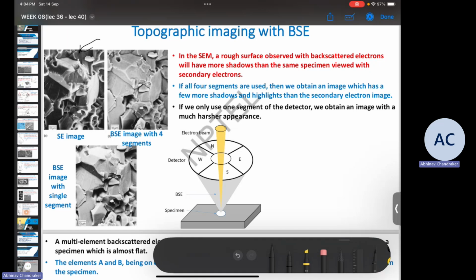but it is also possible by using a multi-element detector and certain imaging modes to get a good topographic image using BSE also. For example, this is for single element where you can see lots of dark shadows as well as very bright regions. So from this it is difficult to tell reliably about the topography due to such bright and dark regions. But if you use four segments, then the picture is much clearer. The topography is clearer in this image. And then if we see SE, then we can qualitatively say that we get a much better 3D representation of the specimen when we look at the SE image.